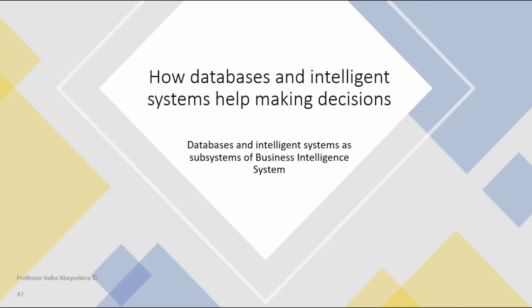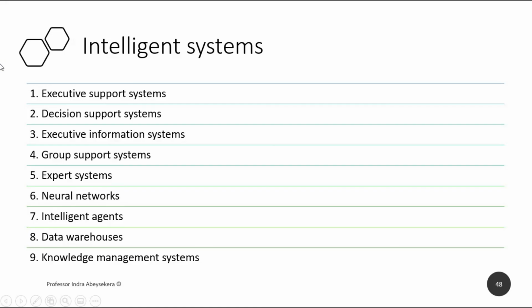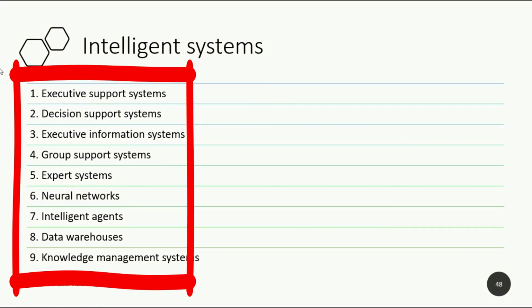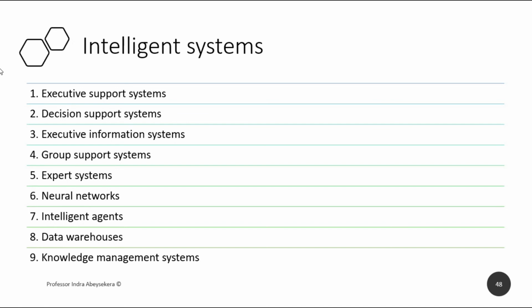Databases and intelligent systems can help make good decisions. There are 9 intelligent systems: executive support systems, decision support systems, executive information systems, group support systems, expert systems, neural systems, intelligent agents, data warehouse, knowledge management systems. So let's look at them one by one.